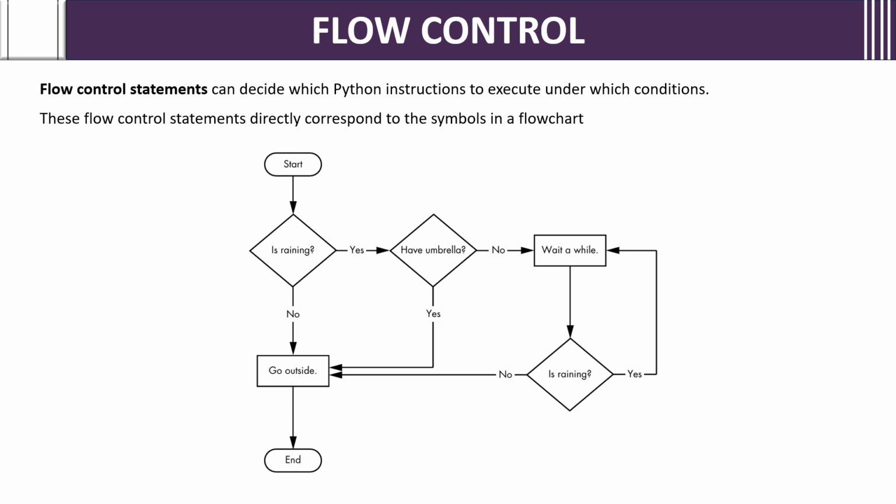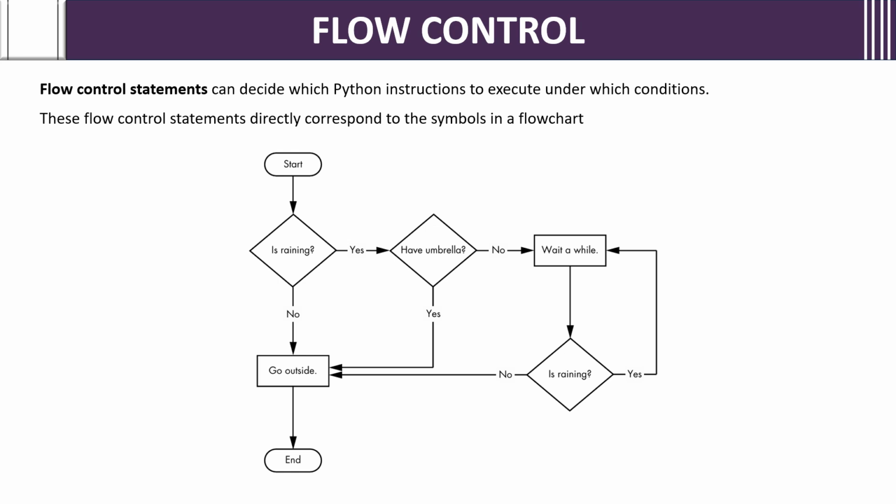Flow control statements can decide which Python instructions to execute under which conditions. What is flow control? As you can see, the name itself is flow control. The flow of the program, how it is controlled. Nothing but how the program executes one after the other, how the control is happening. That is nothing but flow control. Flow control statements decide which instructions to execute under which conditions.